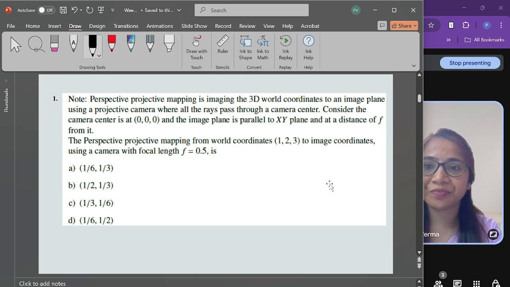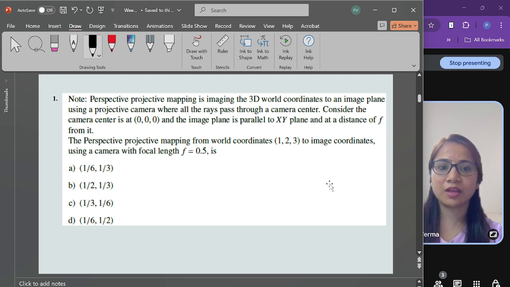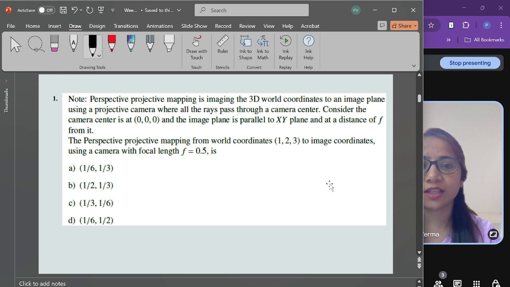So the first question is, note perspective projective mapping is imaging the 3D world coordinates to an image plane using the projective camera where all the rays pass through a camera center. Consider the camera center is at 0, 0, 0 and the image plane is parallel to the xy plane and at a distance of f from it. We need to calculate the perspective projective mapping from world coordinates 1, 2 and 3 to image coordinates using a camera with focal length f equal to 0.5. What will be the image coordinate from this world coordinate? So how can we solve this question?